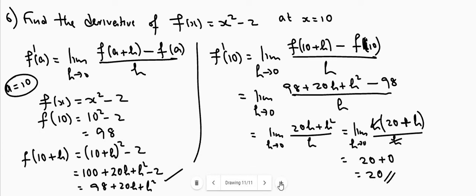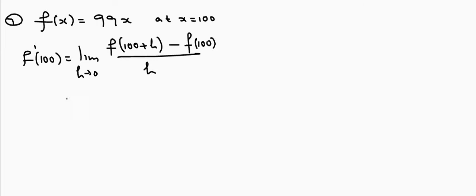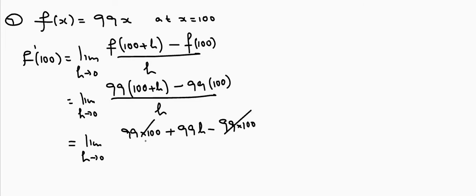Next question number 7. Find the derivative of f of x is equal to 99x at x is equal to 100. That means we are going to find f dash of 100, which is equal to limit h tends to 0 of f of a plus h, that is f of 100 plus h minus f of 100 divided by h. Since f of x is 99x, this is 99 times 100 plus h minus 99 times 100, divided by h, which equals limit h tends to 0 of 99 into 100 plus 99h minus 99 into 100. The first term and third term will get cancelled, divided by h.